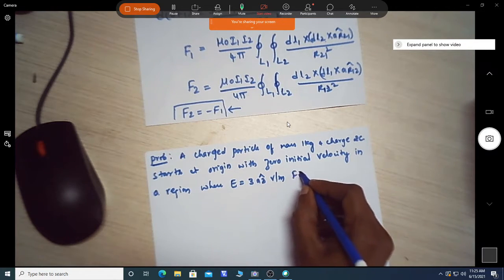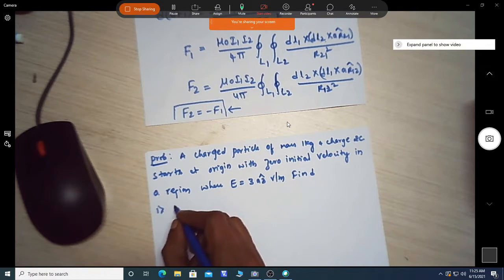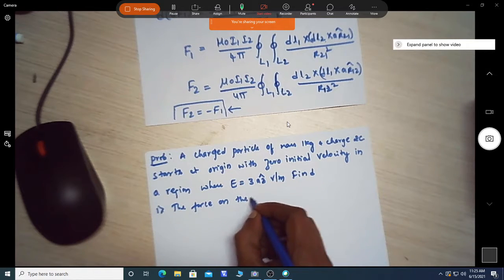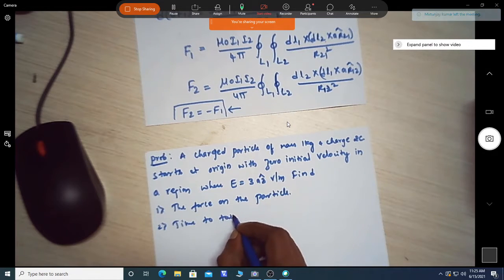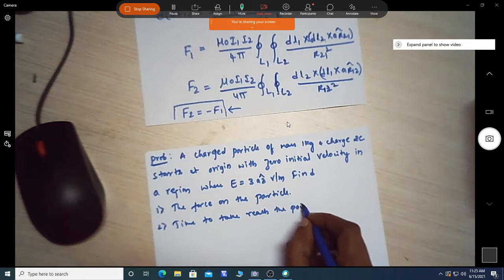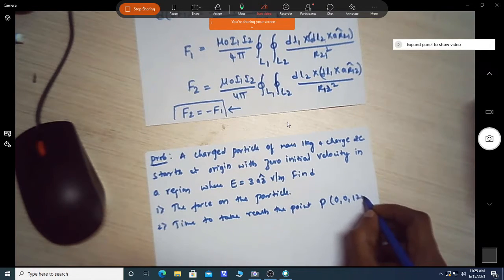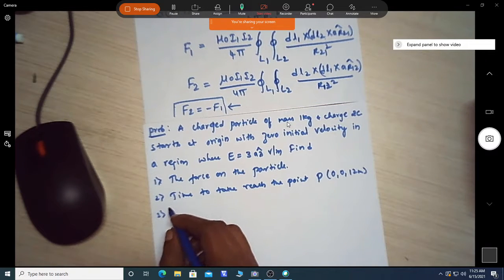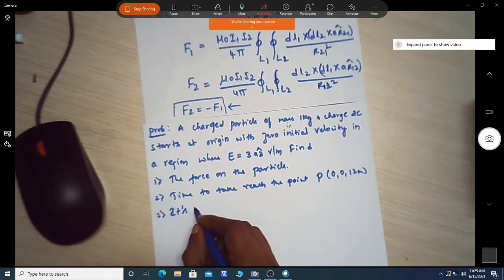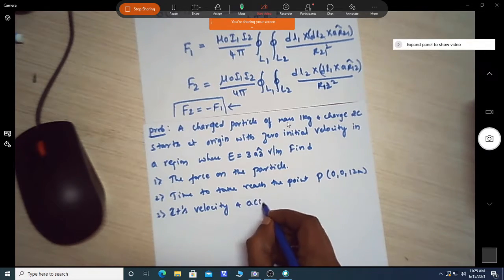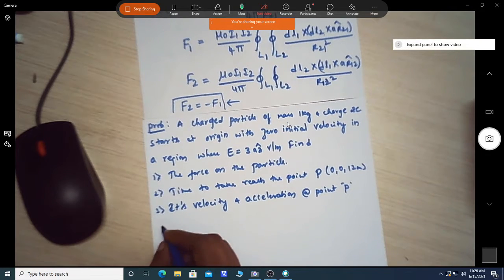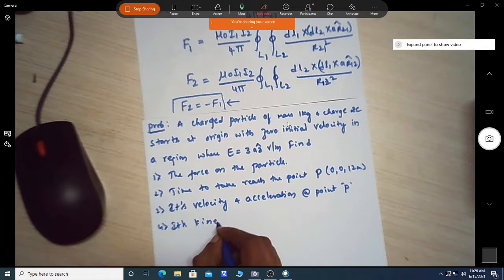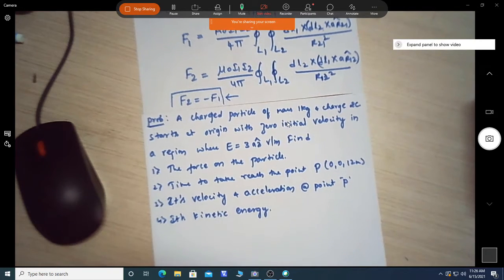Now we have to find, first, the force on the particle; second, the time it takes to reach the point P, which is (0, 0, 12) meter; and third, its velocity and acceleration at point P, and also its kinetic energy. Okay, so this is the problem.